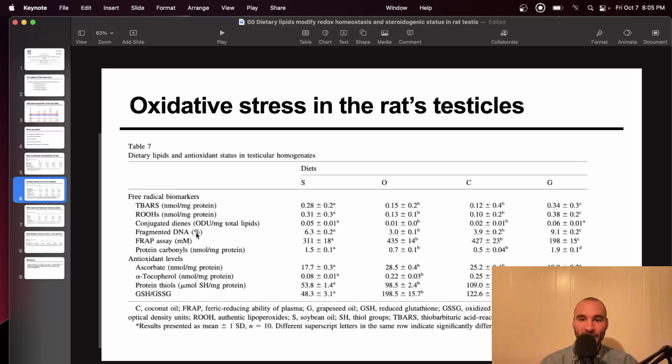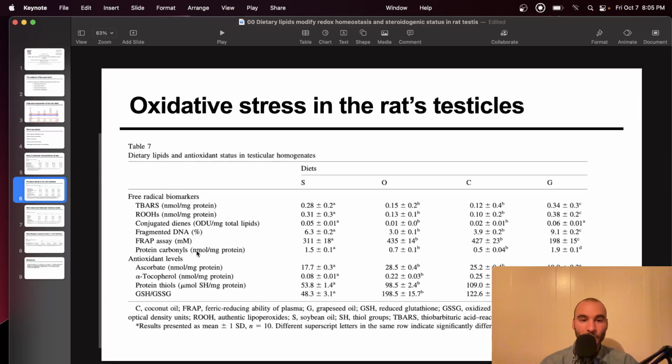The next thing they looked at was fragmented DNA as a percentage. Fragmented DNA is indicative of apoptosis, or the self-destruction or suicide of cells inside the testicles. The coconut oil and olive oil groups were about half of what the soybean oil group was in terms of percent of fragmented DNA, and 1/3 of what the grapeseed oil group was. So the grapeseed oil group so far is performing the worst out of all four groups. Soybean oil isn't as bad as grapeseed oil, but it's not close to as good as olive oil or coconut oil.